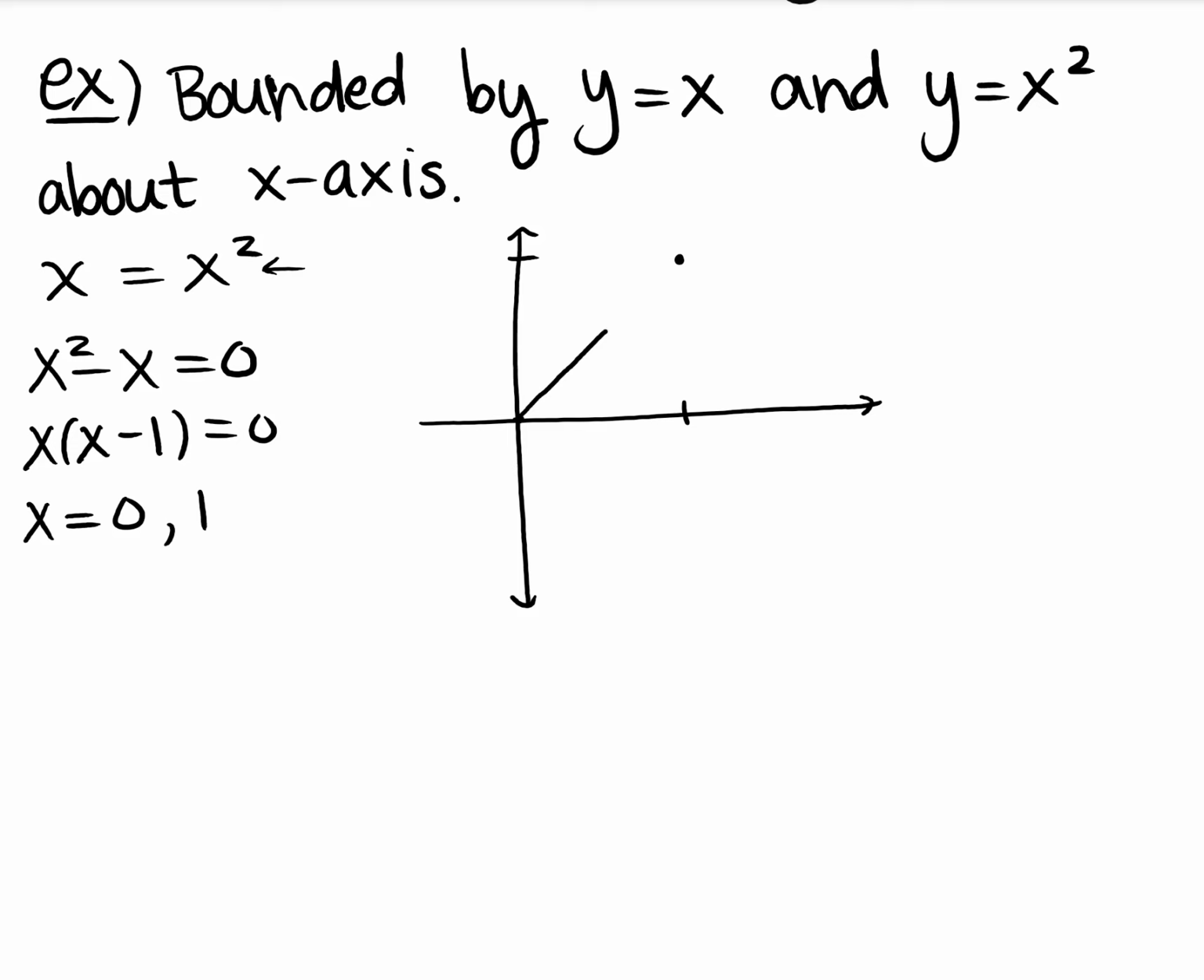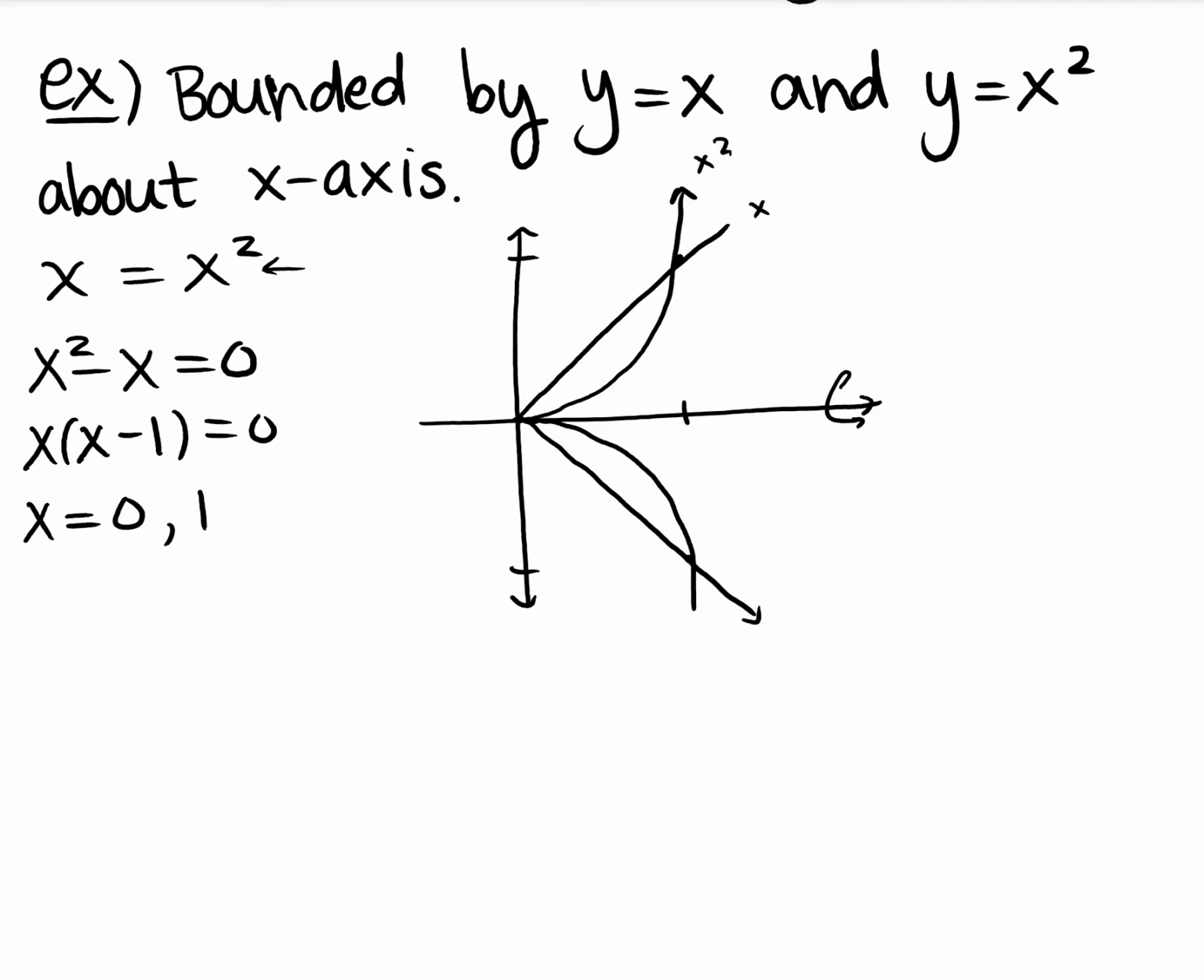I know that y equals x is a line that looks like that, and then I know that y equals x squared is a parabola. Okay, and I'm going to rotate this about the x-axis. So when I rotate this, that point 1, 1 is going to come down here. And I'm going to get this kind of cool looking flower thing, right? Pretend that's not perfect.